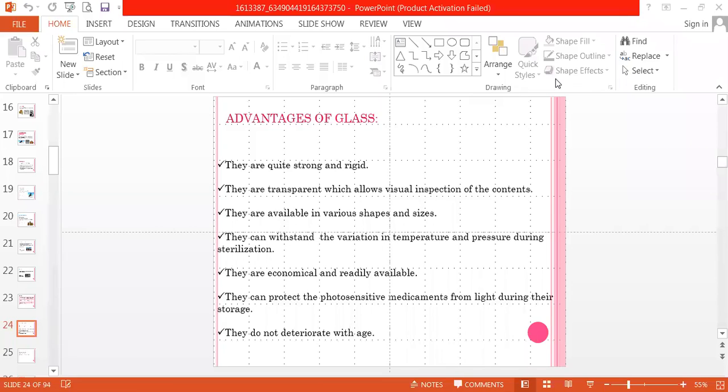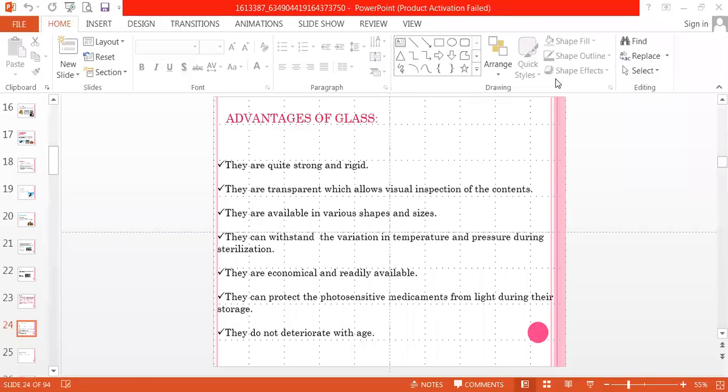They are especially strong as well as rigid compared to plastics. And the main advantage of glass is that it is transparent, so it allows visual inspection. You can check your contents even though they are packed in glass containers. Glass can also be modified or converted into your required shapes, as well as different sizes.